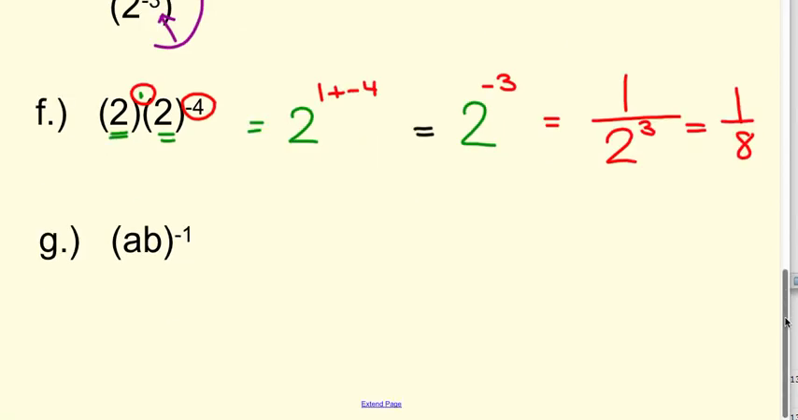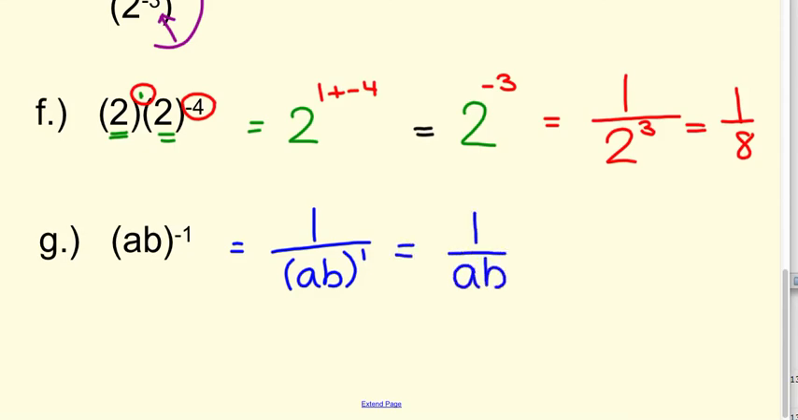Last example. AB, all raised to the negative 1 power. You can rewrite that as 1 over AB to the positive 1 power. Or 1 over A times B.